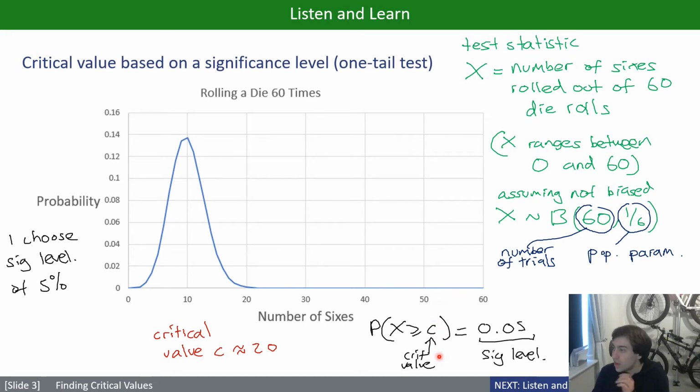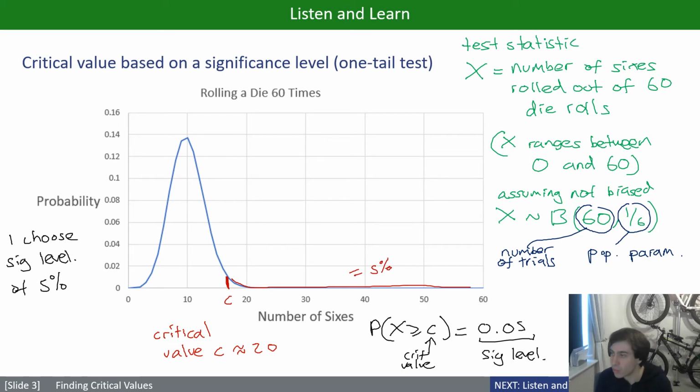Okay. So now we've defined it precisely because we know what X is. It's defined by this binomial. We can calculate stuff like this, right? We can calculate the probability that X is bigger than some number. And then all we have to do is think, what is the number C such that the probability of it being that or more is 0.05? It's a bit like saying, pick a critical value C so that all of the probabilities here correspond to 5% of all the probability.